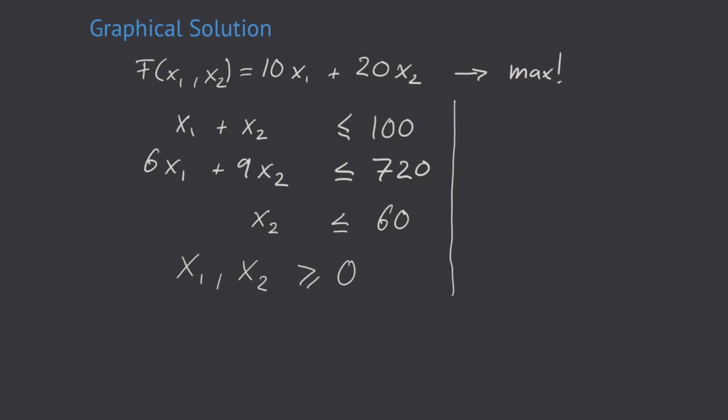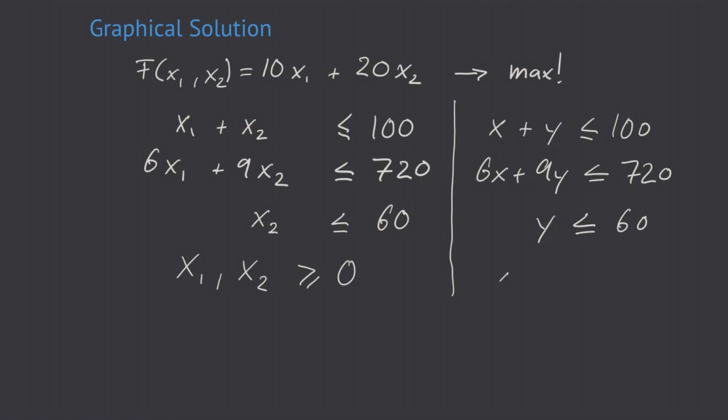So what we're going to do is write it this way. I'm going to write x and y instead of x1 and x2. So I'm going to write x plus y is less or equal than 100. 6x plus 9y is less or equal than 720. And y is less or equal than 60. And x and y must be greater or equal than 0. Now if we take those equations, this might look a bit more familiar. And what we can do here is rewrite them.